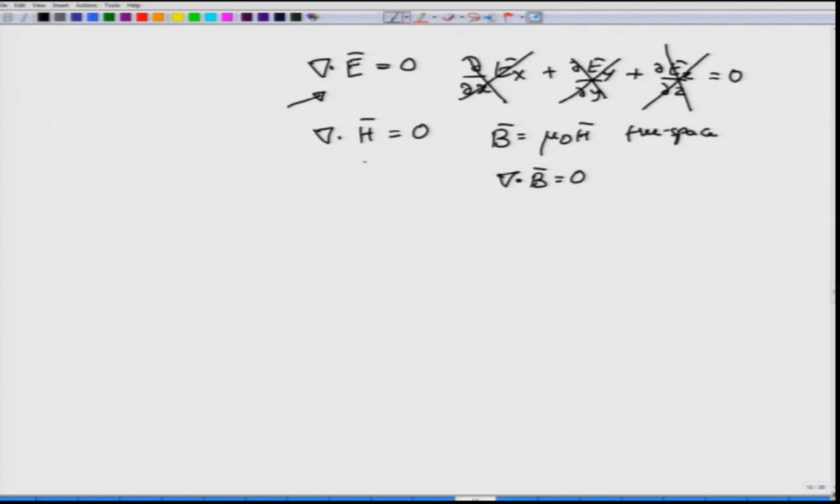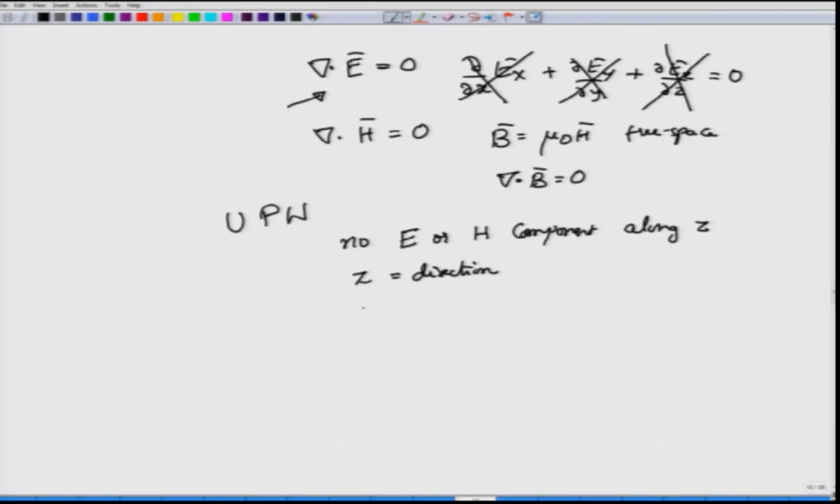To summarize, we have considered uniform plane waves which are characterized by having no E or H component along the z direction, which is the direction of propagation. Z is the direction of propagation. The wave propagates with a wave number k 0, wavelength lambda, and phase velocity V p given by omega by k 0, which are all properties of the medium itself.